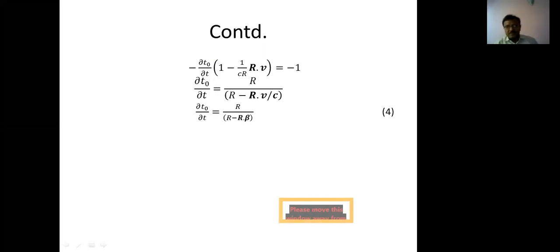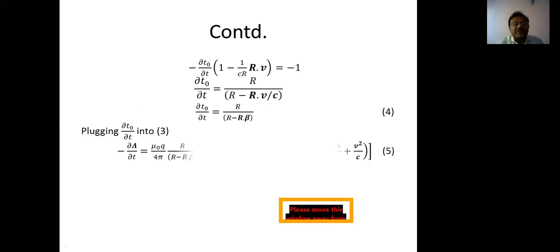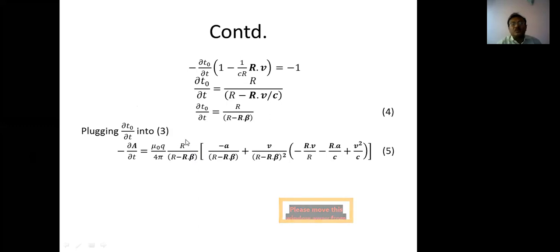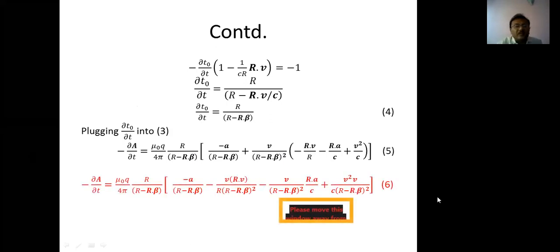Okay, nice. So now we plug that back into the equation where we have the expression for minus dou a by dou t. So probably that is equation 3, and there we plug this in. Everything is the same as equation 3, but the only difference is that in equation 3 there was a factor dou t naught by dou t, and we evaluated that dou t naught by dou t right here. So maybe a couple of things can be simplified here.